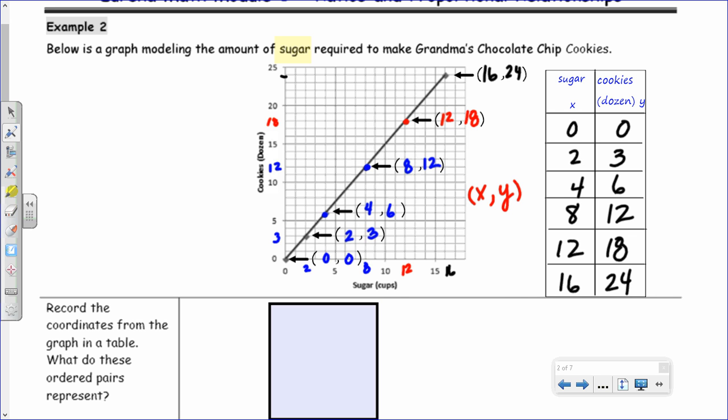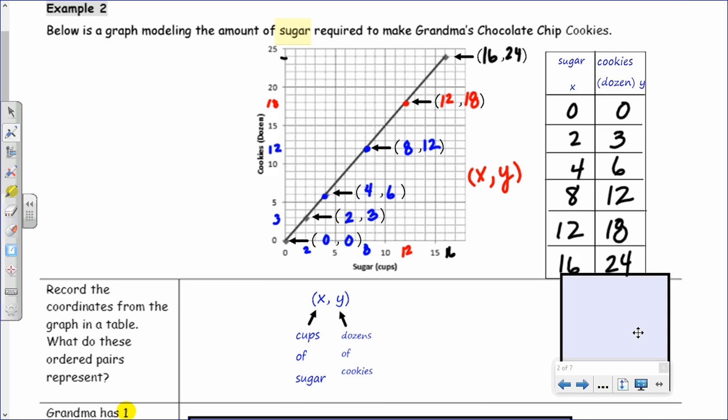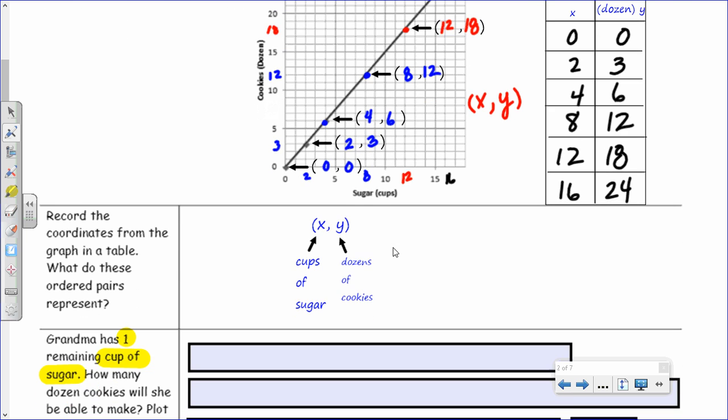You can just draw that real quick off to the side. You just need a column for the x, a column for the y. So what do these pairs represent? The first number is the cups of sugar, and the second number is the dozens of cookies. So any one of these points that we wrote in here, 4 is the cups of sugar, 6 is the dozens of cookies.